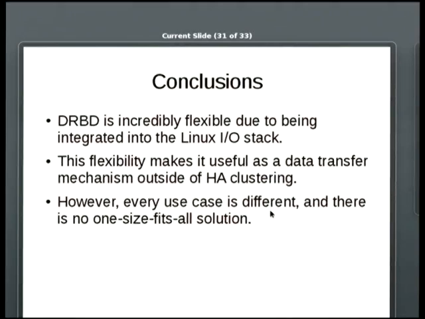But naturally every use case is going to be different, and that's one of the great things about the modularity of Unix in general, and DRBD just fits into that Unix philosophy that we all know and love.